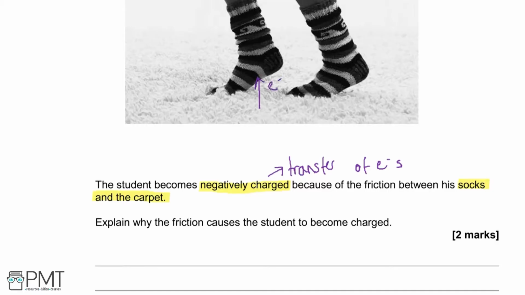Before this transfer, the boy was neutral. He had no charge because we know that atoms are neutrally charged. However, after this transfer, the electrons have been rubbed off from the carpet to the boy. So our first mark is saying that there is a transfer of electrons, and our second mark is saying that this occurs from the carpet to the boy.